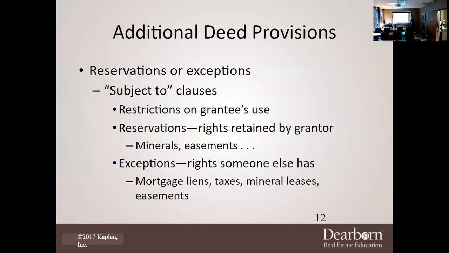Okay. Now, there also are reservations and exceptions. This is pretty interesting. As we go through these situations, we want to make sure we review all of them. The subject to clauses, of course, are going to be very, very important. What I mean by subject to clauses is that the restrictions are going to be on the grantee's use.